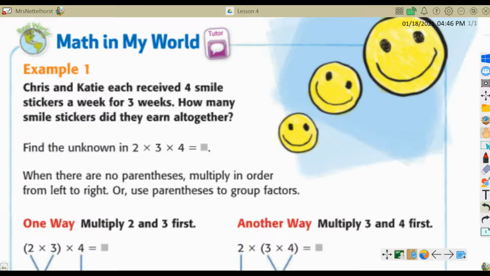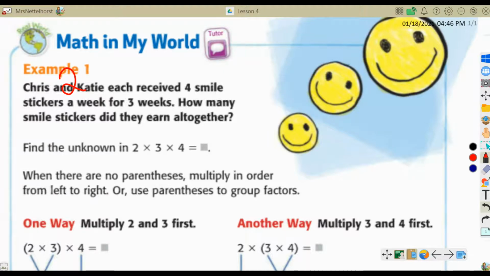Okay, that makes sense. Now, one of the things I need to do, and feel free to mark up your word problems if that helps you to remember what to do. Chris and Katie are 2 people, so that's one of the numbers that I need. So I'm going to put a 2 right by their names so I know that 2 of them each received 4 smile stickers a week for 3 weeks. The question is, how many smile stickers did they earn altogether? So I need to know how many smile stickers both children got over the course of 3 weeks.